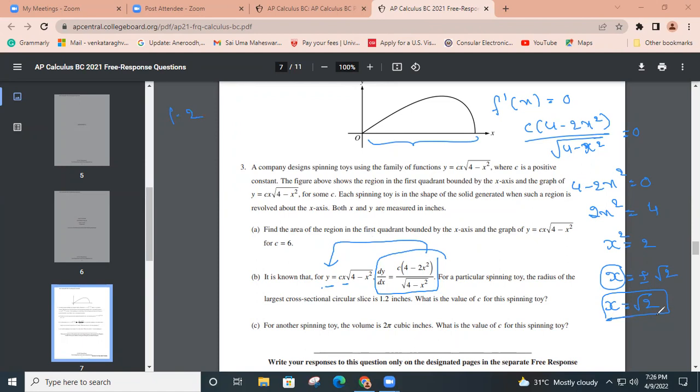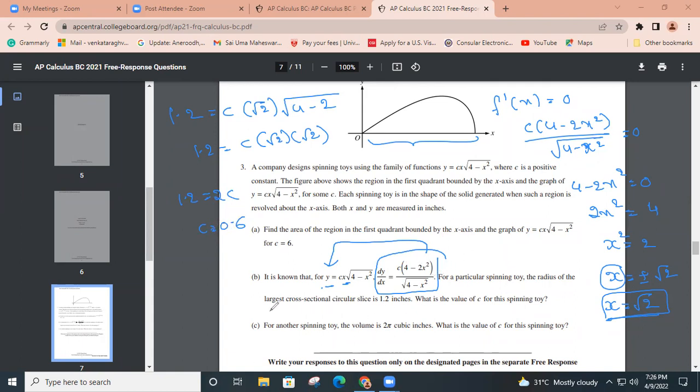So there is only one critical point. So now I'm directly plugging into the function because the maximum or the minimum occurs there, since there is only one critical point. So I'll plug in the value of root 2 here. So 1.2 is equal to c into root 2 into (4 minus root 2 whole square), which is 4 minus 2. 1.2 is equal to c into root 2 into root 2. 1.2 is equal to 2c, or c is equal to 0.6.